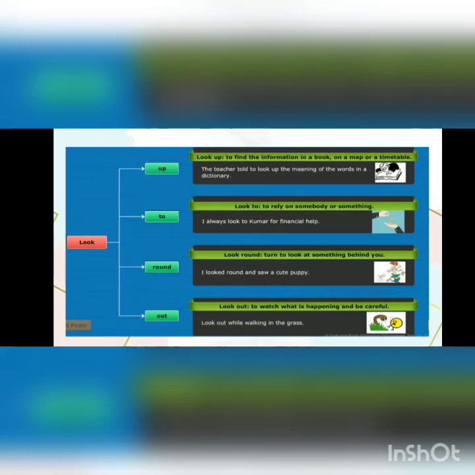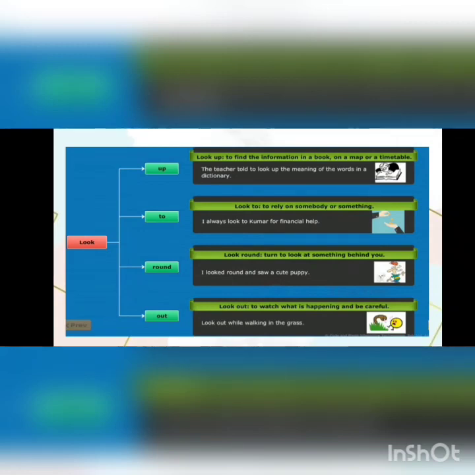Students, let us see the next one. The meaning of look to is to rely on somebody or something. For example, I always look to Kumar for financial help. Then move to the next one. The meaning of look round is to turn to look at something behind you. For example, I looked round and saw a cute puppy.